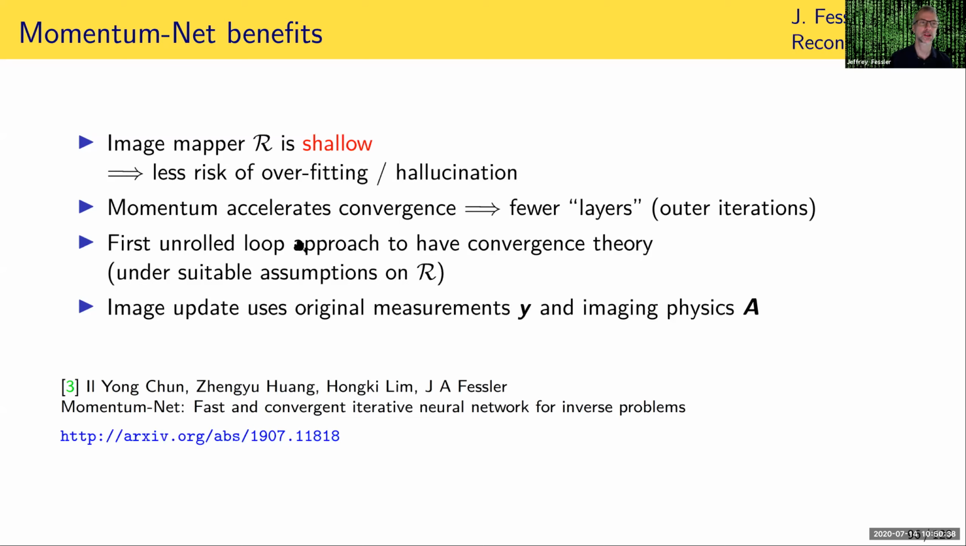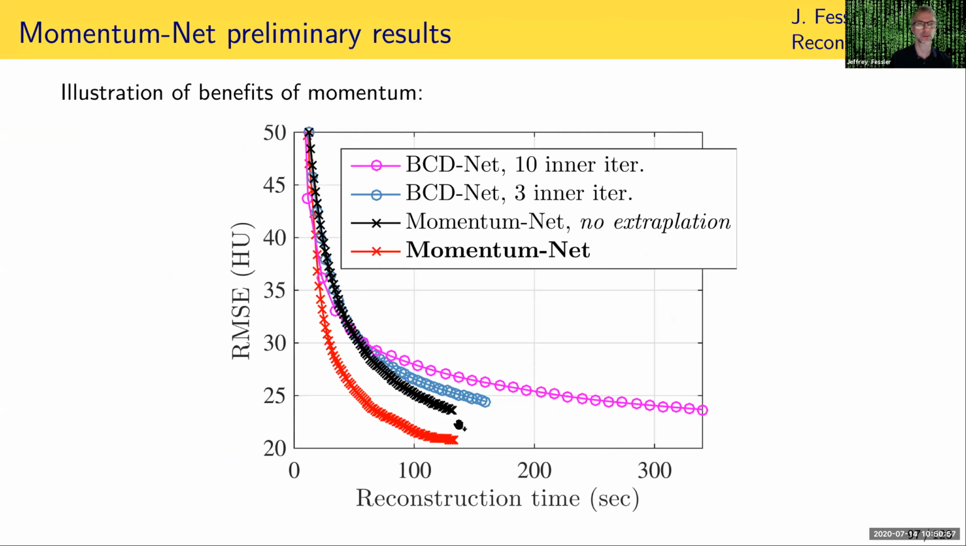And we have some convergence theory for this method, actually, which is relatively rare in the unrolled loop family of methods. So under certain assumptions on the learned regularizers, if you were to keep doing more and more unrollings, we would actually converge to something. And there's a paper on arXiv that describes the details of that.